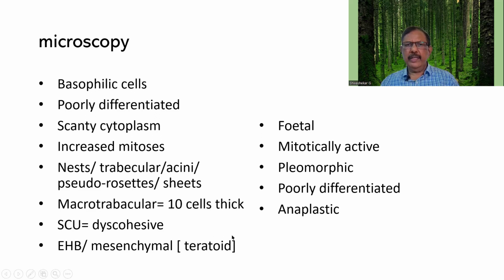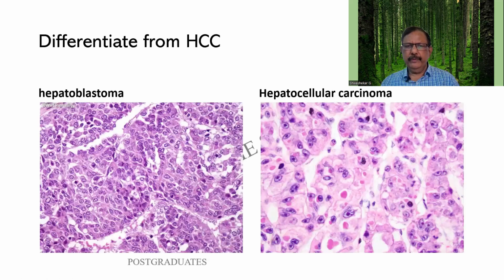Sometimes there can be a teratoid differentiation also involved. In the fetal type, it is mitotically active, whereas there can be other forms such as pleomorphic, poorly differentiated, and anaplastic. Look at this, for example. I am able to see poorly differentiated cells. Mainly, the cells are small, fairly uniform. They have a basophilic cytoplasm, and the nucleus itself is quite small. There can be an increased amount of mitotic figures, as I am seeing in this case.